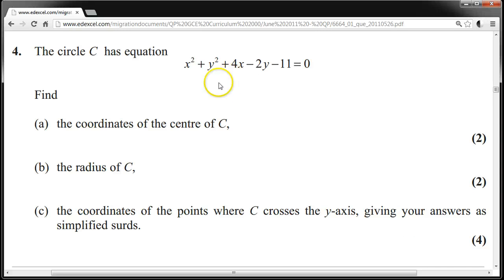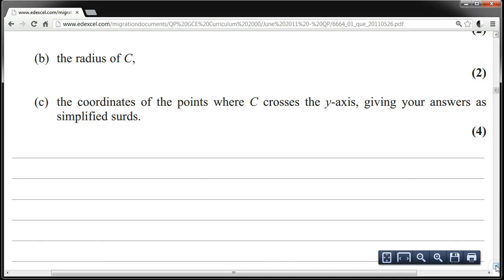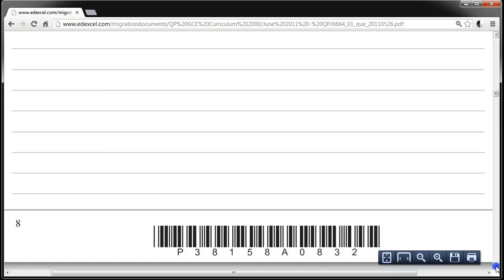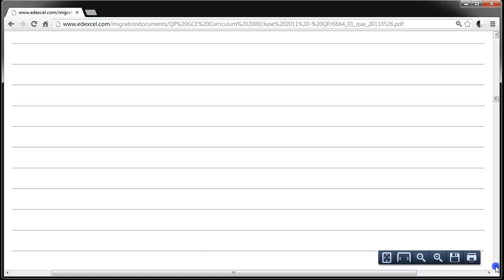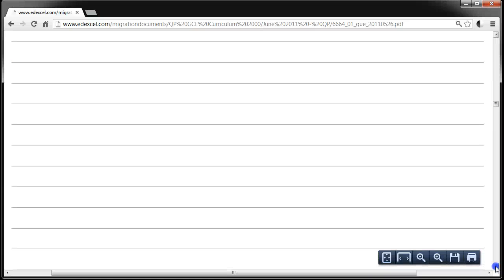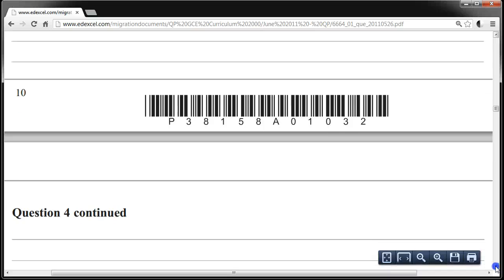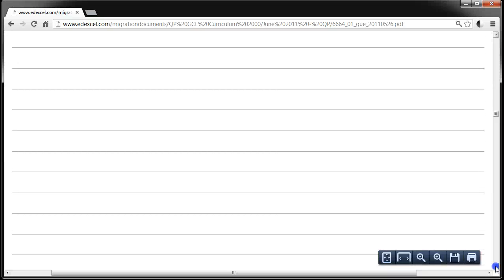4. Circle. Coordinates of the centre, very easy to write down this equation in standard form and then obtain the radius and find out where C crosses the y-axis. That would be when x is 0, and we find out the answers, giving the answer in surd form. So again, that's a user-friendly question, so there's no surprises here really, are there? So let's move on to the next question then.